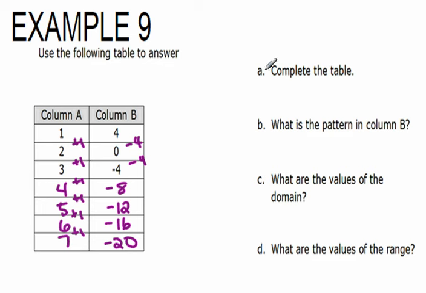So that takes care of question A to complete the table, but it actually also takes care of question B, which is to describe the pattern in column B. The pattern we had to find out to complete the table, which was to subtract 4.